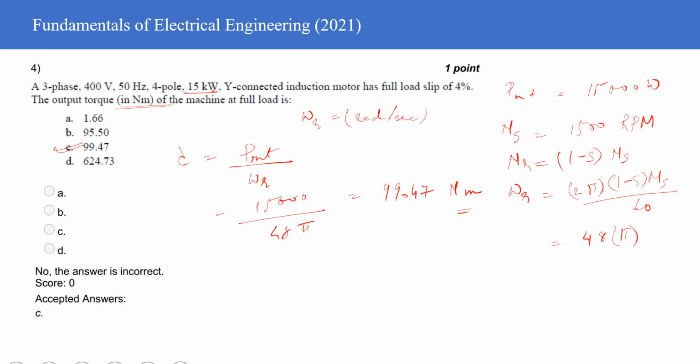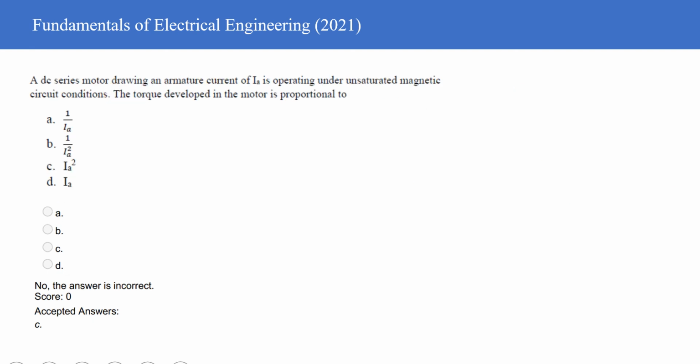All right. So I'm taking that if there is no doubt you have understood it, and I'm moving to the next question now. So this is question number 5, which was there in assignment number 12. A DC series motor is drawing an armature current of IA, is operating under unsaturated magnetic condition. So this is now a DC series motor question.